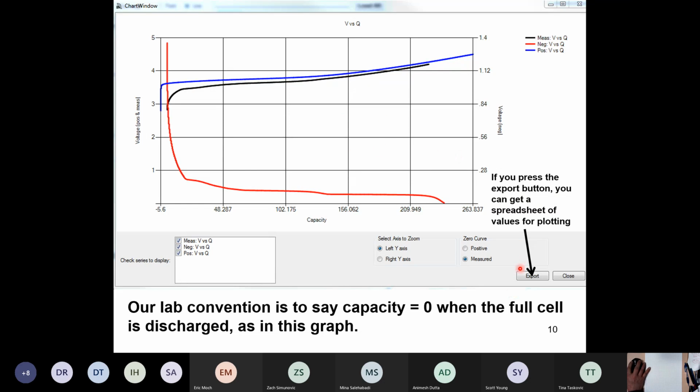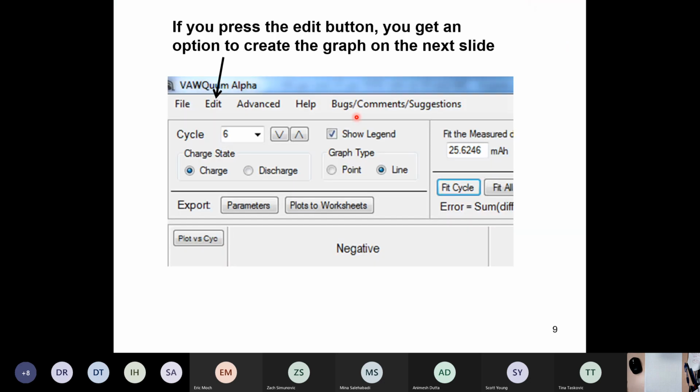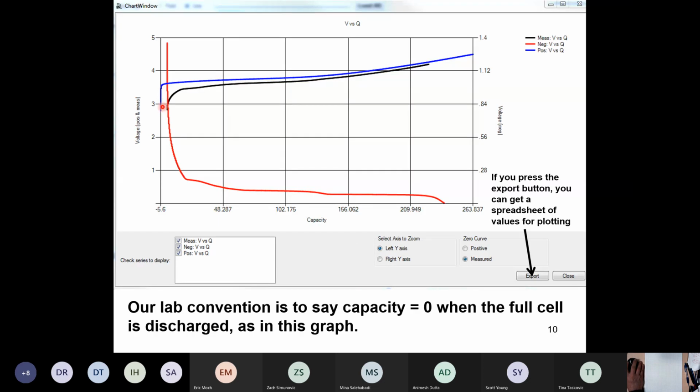Okay, and then there's an export button down here in the bottom. Oh yeah, so I forgot to say. If you push the edit button, you can create this graph, which is a nice graph. It shows the full cell voltage curve in black and the positive and negative electrodes of the cell, what they're actually doing in the full cell, how they're shifted relative to one another, and so forth.